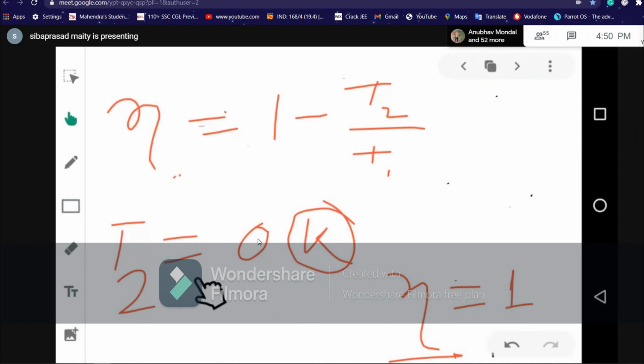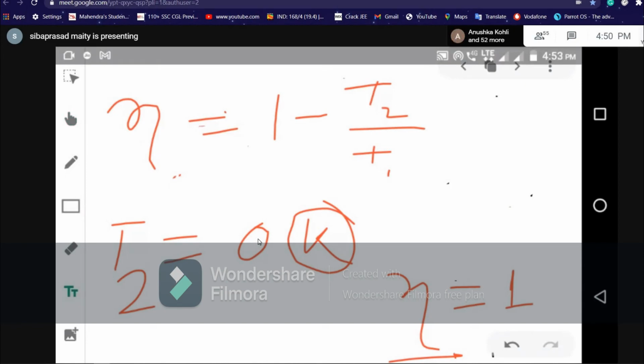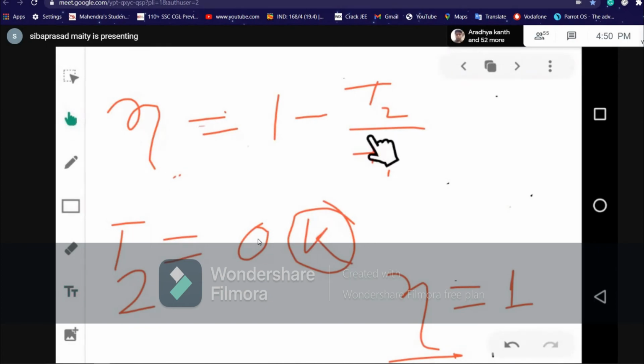Then you tell me, can you generate 0 Kelvin temperature? No, sir. That means T2 is always greater than 0. That means eta is not equal to 1. That means eta always less than 1. So it supports the Planck Kelvin statement, right?